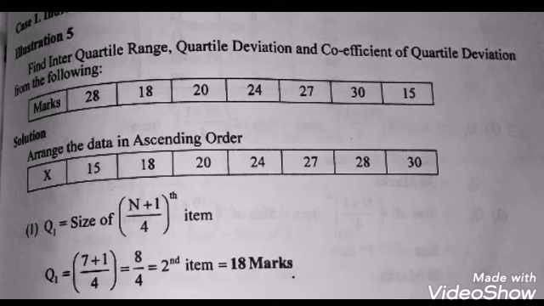Steps for calculation: find out lower quartile Q1, find out upper quartile Q3, apply the formula Q3 minus Q1 divided by 2. Find interquartile range, quartile deviation and the coefficient of quartile deviation from the following marks: 28, 18, 20, 24, 27, 30 and 15. Arrange the data in ascending order.